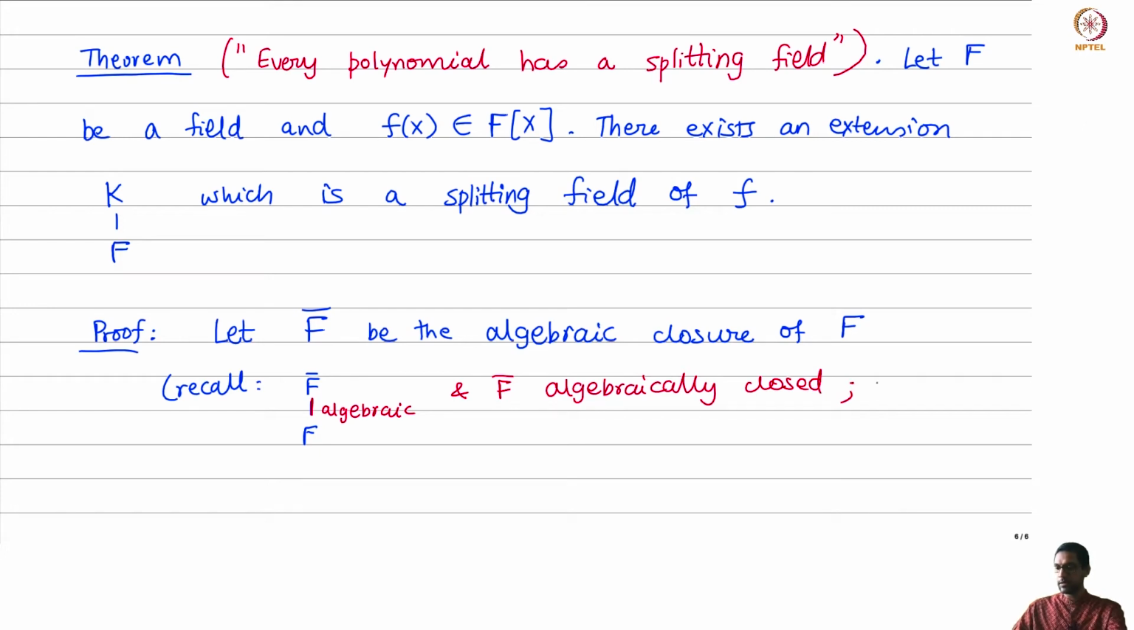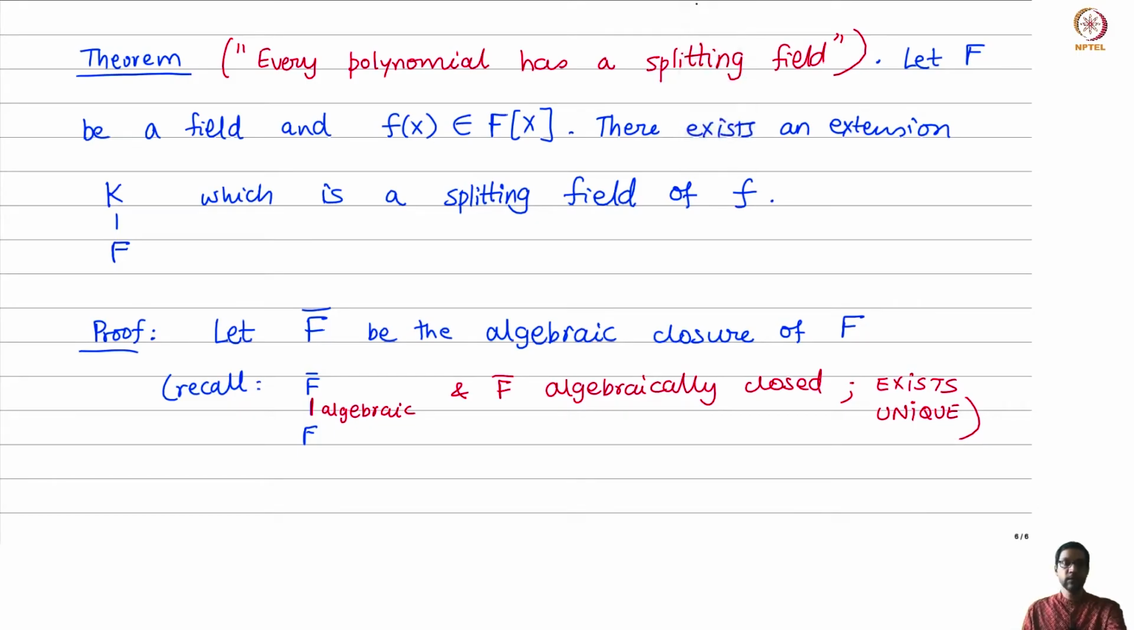And recall the two main facts, that given any field F, there exists an algebraic closure, and it is essentially unique. By essentially I mean abstractly there could be many algebraic closures, but any two algebraic closures are isomorphic to each other by an isomorphism which is identity on the field F. So recall this from what you have seen before.